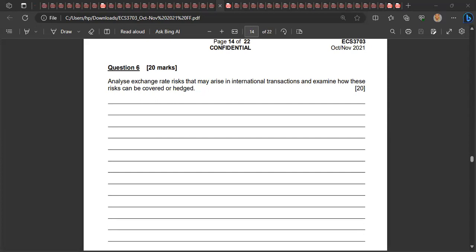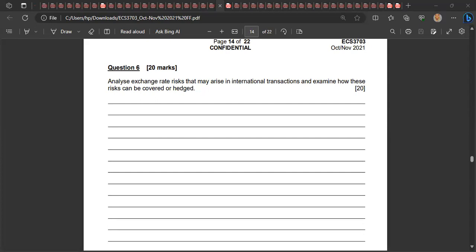And then the translation risk, on the other hand, deals with a situation where you are a huge company, let's say a transnational company, and you've got subsidiaries in different countries.